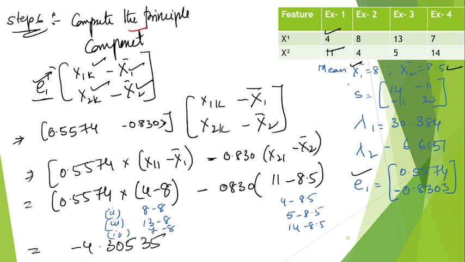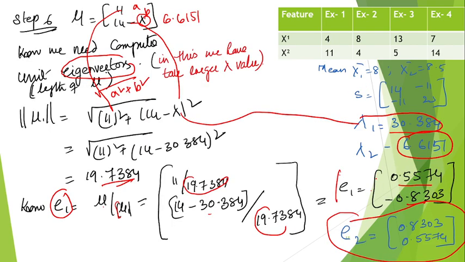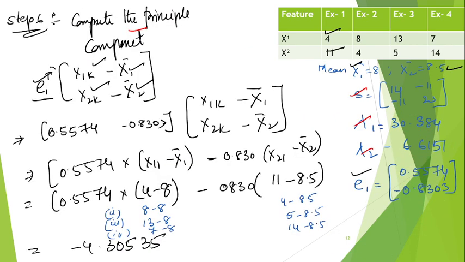Now compute the principal component. Step 6. We have already got the mean and lambda 1, lambda 2. Now we have already taken E1. We are not bothered about E2. We'll see later on how it's going to happen. Correct? Now we are going to see about this one.